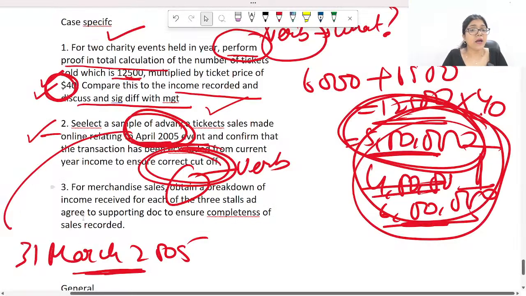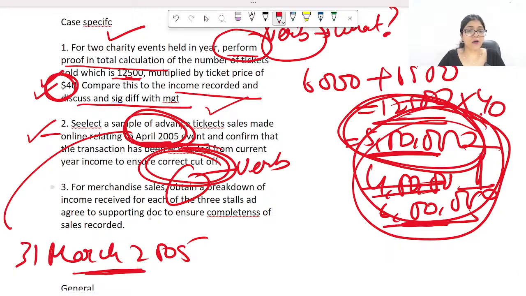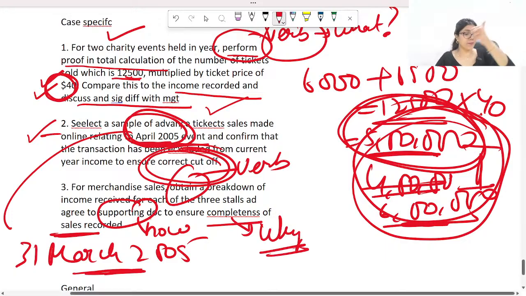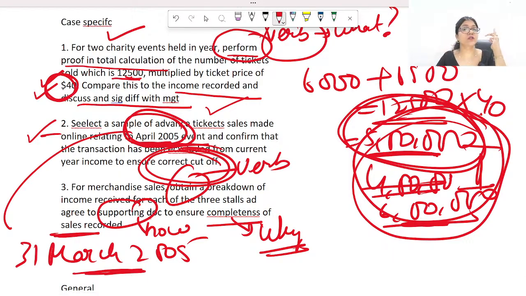3 stalls and agree to supporting documentation. So this is how you are going to do it. Using the supporting documentation to ensure completeness of the sales recorded. So completeness is basically why we are doing so. We use the completeness assertion, we use the cutoff assertion, we made it case specific, we used all the figures from the question, and we also used the accounting period. Right? If you want, you can also write the name of the company somewhere. I have not written it. If you want, you can write that as well.